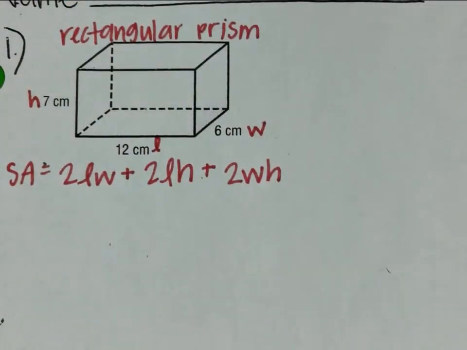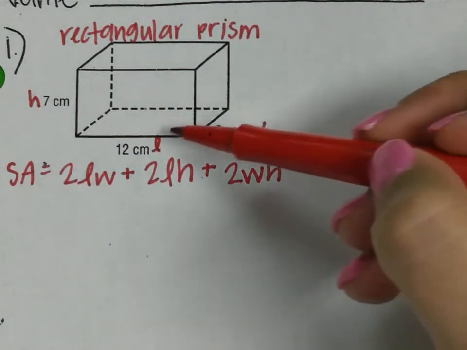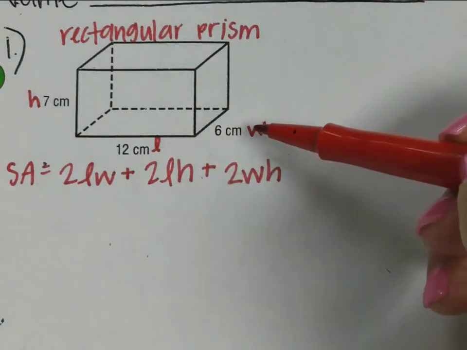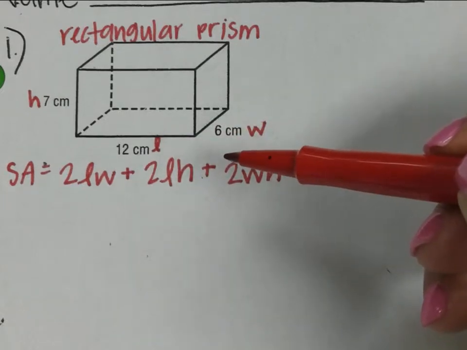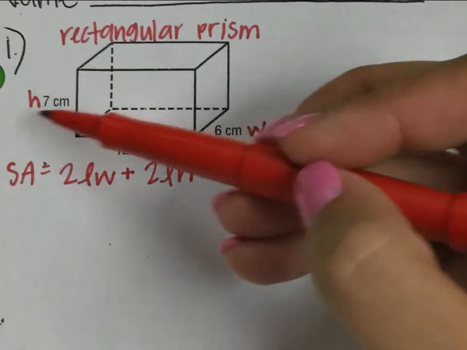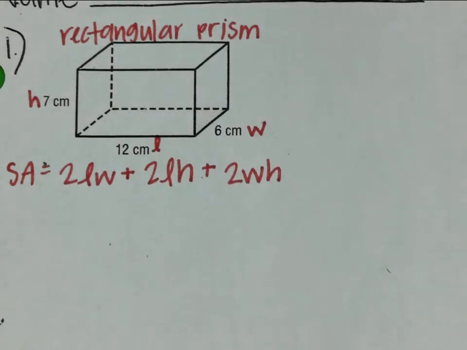Remember on Tuesday I told you it doesn't matter if I said that this was my length and this was my width, as long as I labeled it L and W and plugged them in for L and W, I'm going to get the correct answer. Okay? So as long as you put an H, an L, and a W with a number and you plug it in for that same letter, your answer will be correct. Okay?